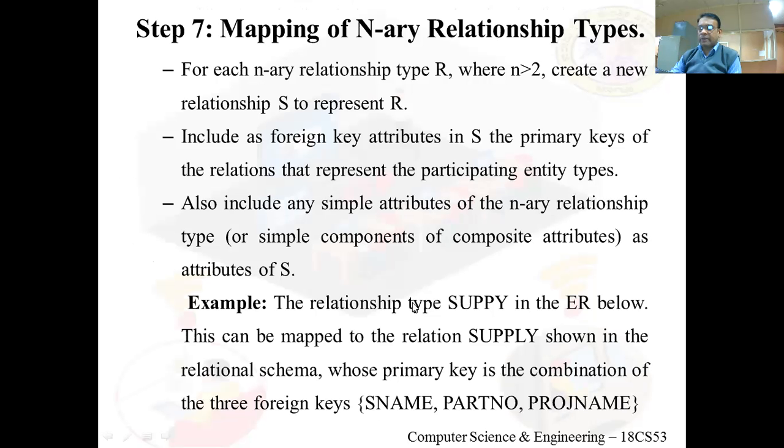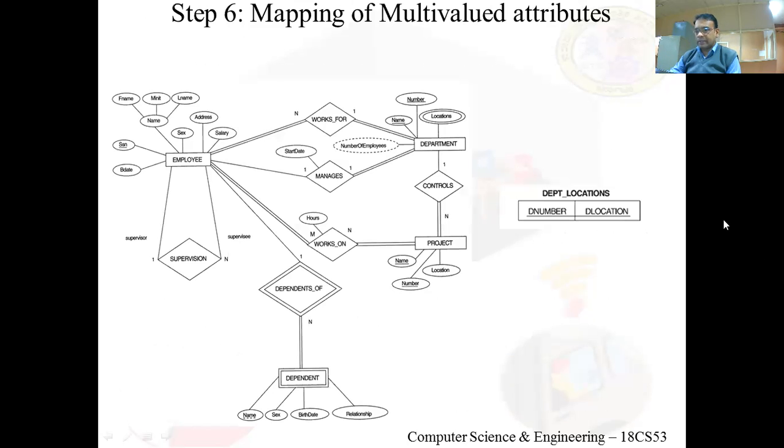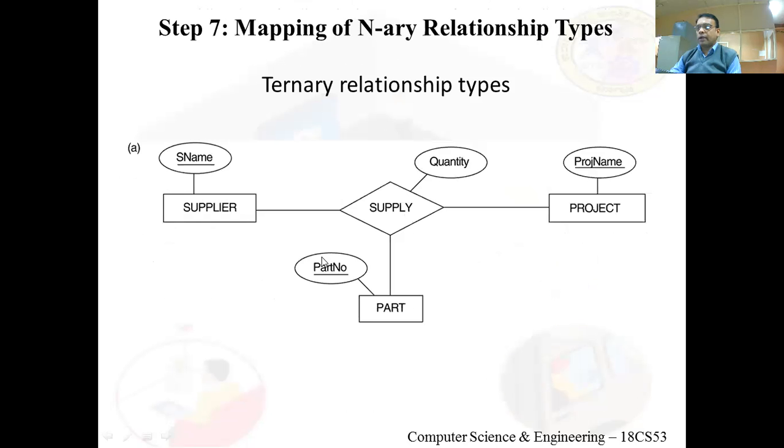Next is step number 7, mapping n-ary relationship types. N-ary is nothing but if the participating entities are more than 2, then those kinds of relationship types are called n-ary. For example, in this case, all the relationship types are binary relationship types because only 2 entities are participating here. Employee works on project. Employee is one entity and project is one entity. So only two entities are participating. That's why these are all binary relationship types.